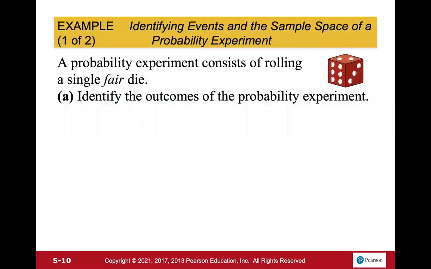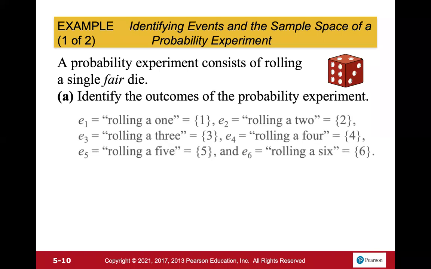All right, next, a probability experiment consists of rolling a single fair die. Identify the outcomes of the probability experiment. The outcomes here are every single different possibility of rolling this die. So event 1 would be us rolling a 1, event 2 would be us rolling a 2, event 3, rolling a 3, all the way up to event 6, us rolling a 6. And remember, a die only has 6 sides. That's why we have 6 different events, because you can't land on 2 sides at once. You can't land on a corner or anything. You always land on a perfectly flat surface.